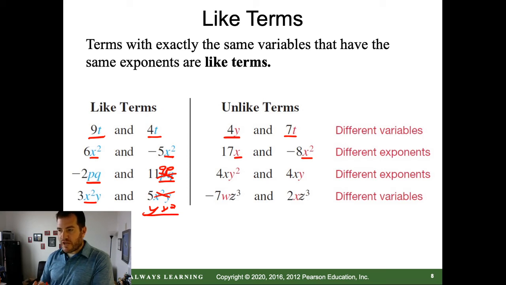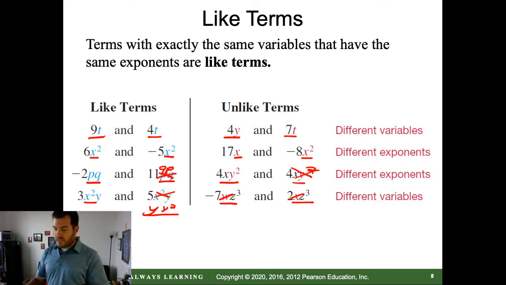The difference over here is you have an xy squared and this is an xy. There's no squared up here, right? So those are unlike terms. This is a wz cubed where this is an xz cubed. Again, this w and this z, unlike terms. Okay? So for like terms, they have to have the same variables with the same exponents. Hopefully that makes some sense.